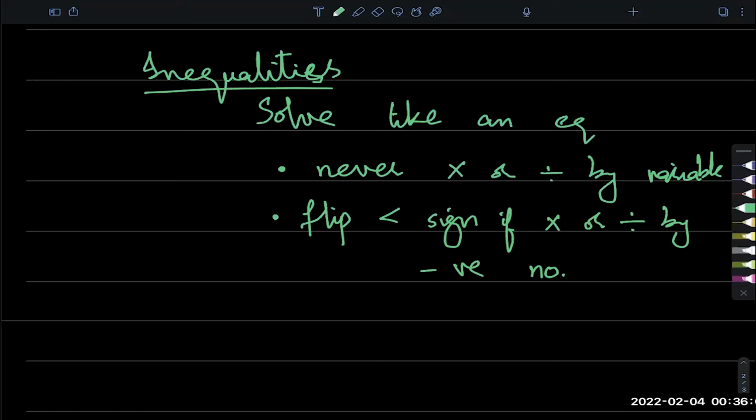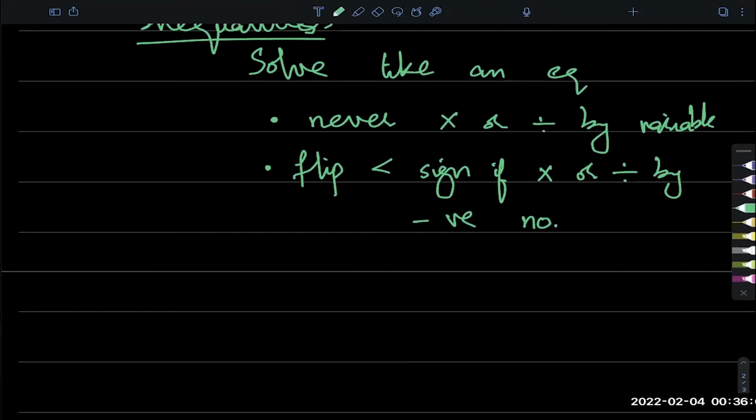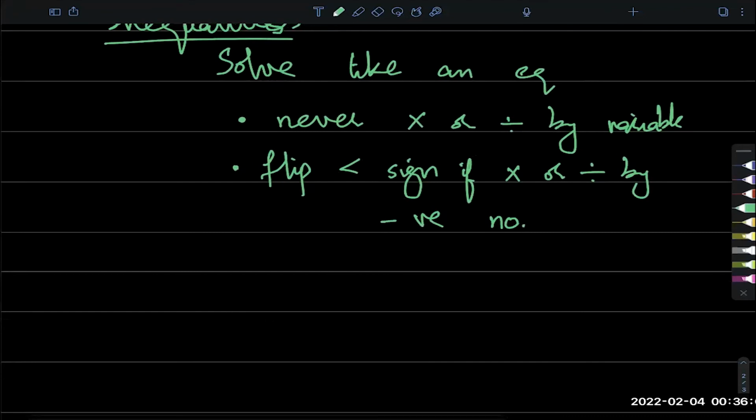So what's the second one? I can't really make sense of it. Never multiply or divide by a variable like x or y. And the second rule is to flip the inequality sign if you're multiplying or dividing by a negative number.